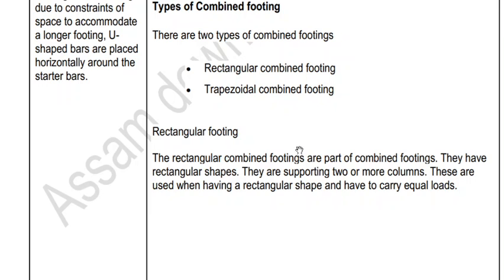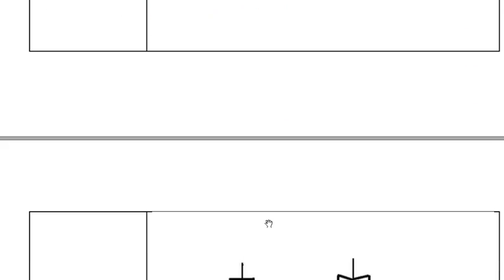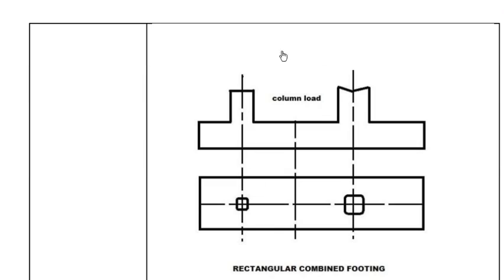Now rectangular combined footings are part of combined footings, and they have a rectangular shape. They support two or more columns. These are used when the columns have to carry equal loads. So basically this is the shape of a rectangular footing.